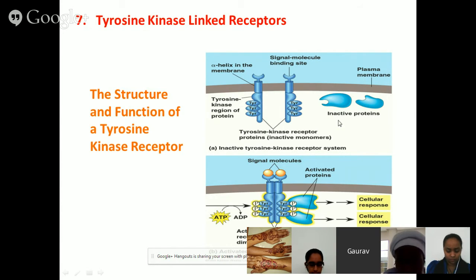proteins. This inactive protein will activate, and after activation of these proteins, they will produce different types of cellular responses. That's called tyrosine kinase linked receptors. Once again, I am explaining about this one.